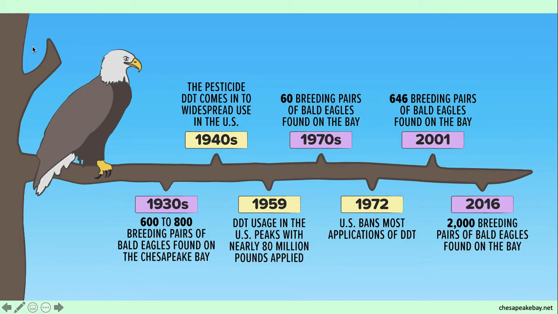So in the 30s, there were 600 to 800 breeding pairs of bald eagles found in the Chesapeake Bay. The pesticide DDT comes into widespread use in the 1940s. In 1959, DDT uses peaks with nearly 80 million pounds applied. In the 1970s, there were only 60 breeding pairs of bald eagles found on the bay. And then in 1972, the US banned most of the applications of DDT. In 2001, you had 600 breeding pairs of bald eagles found on the bay. And in 2016, now there's 2,000 pairs of bald eagles found on the bay.